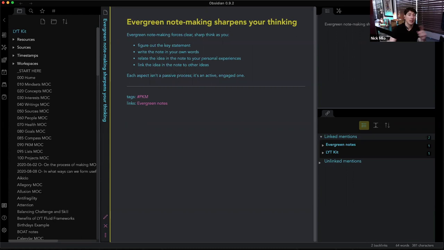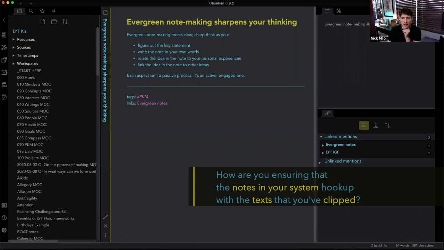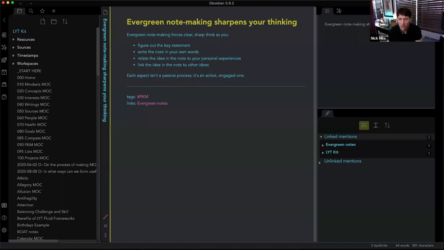Joel. Some people in the PKM space seem to have the tendency to toss notes or clippings of text written by other people into their graph view vault. You've written about that leading to a loss of joy in your note-making system. But then how are you ensuring that the notes in your system hook up with text that you've clipped, where a lot of connected keywords might be found?